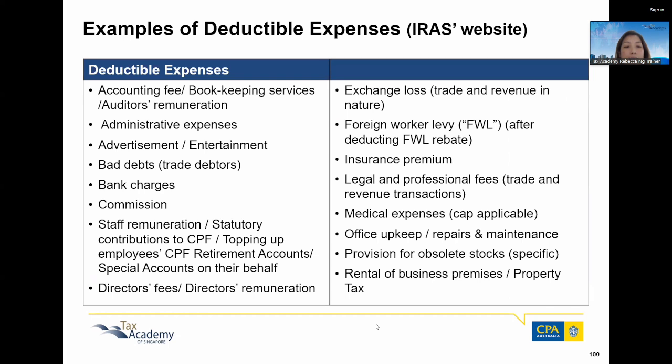Okay, there are examples on what is allowable deductible expenses. So these are the allowable deductible expenses. You can also find a comprehensive list on the IRAS website.